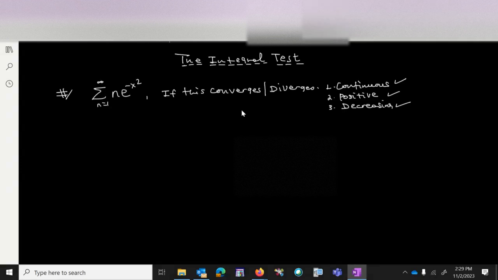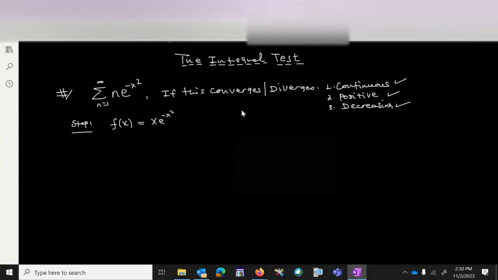After you confirm these three, the first step is to change this series into a function form. Now f of x is equal to, whenever you see n, you change it to x. So f of x is x e to the power of minus x squared. What I did is simply convert that n into x, and this is f of x. This is the first step.